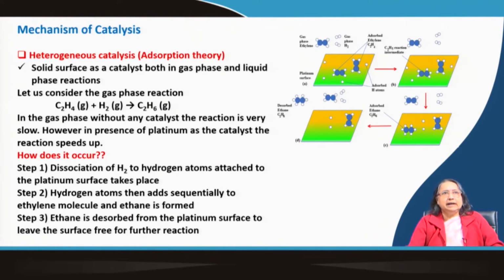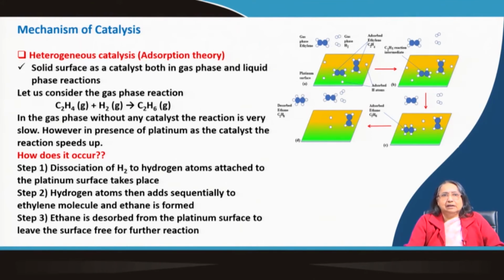So, here is another example. This is ethylene. Ethylene has a double bond, and hydrogen is added onto this double bond to form ethane. This is a gas phase reaction. In the gas phase, without any catalyst, the reaction is very slow. However, in the presence of platinum as the catalyst, the reaction speeds up.